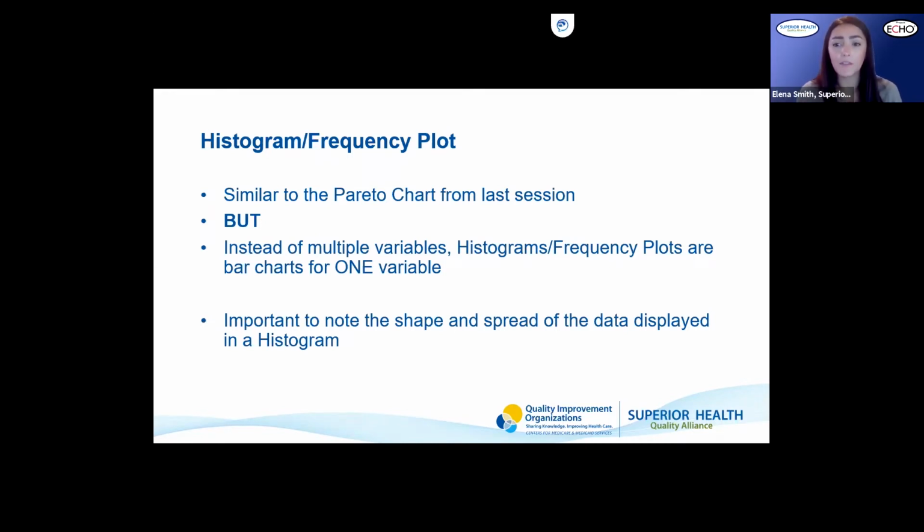You do need 25 or more data points to really gather anything from a histogram. And it's always important to note the shape and spread of the data displayed in the histogram. You want to use these to find patterns in the data, to show the data's shape, which we'll get into in the next couple of slides.